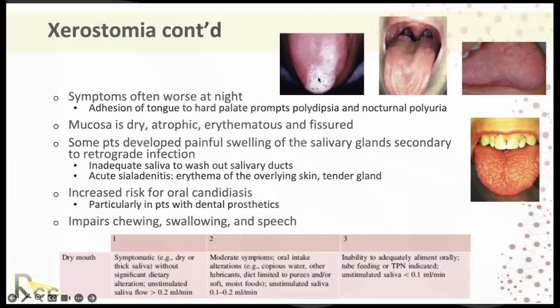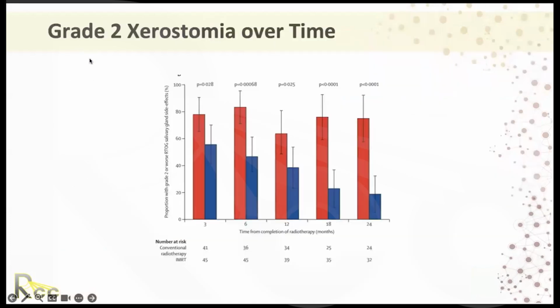And this is what that looks like. Sometimes patients will wake up with this whitish coat on their tongue in the morning. Oftentimes, some of my residents who have not done a lot of head and neck cancer will say, oh my gosh, the patient has thrush. And what it really is is just dried sputum on their tongue. But certainly, xerostomia can lead to oral candidiasis, particularly in patients who have dentures. So something to be mindful of, that's something that you will see in these patients.